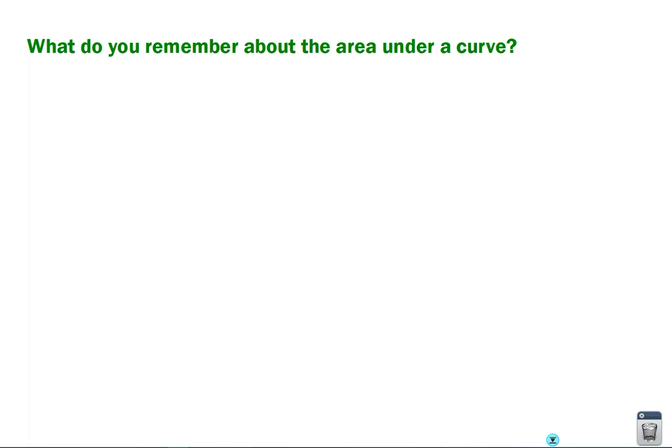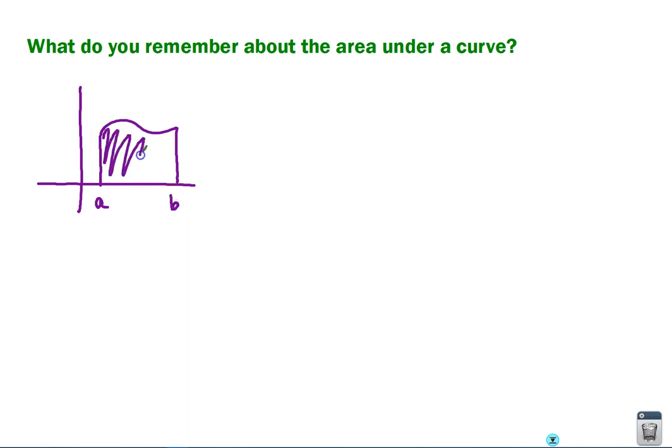What do you guys remember about the area under the curve? How do we find that? What does that mean? Okay, so let's think you just had some random curve. My normal curve that I go with here starts at A and goes to B. How do I find the area underneath that, knowing that this thing is represented by f of x?